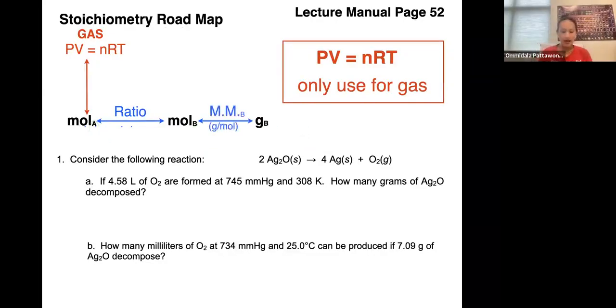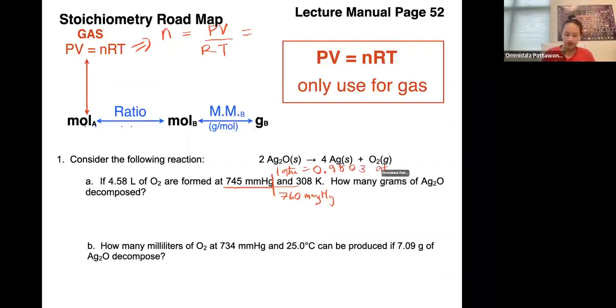All right, now let's actually calculate this. I'm going to rearrange this so I get n equal to PV over RT. Now I'm going to plug in the pressure value, but you need to convert this into atm first. So I'm going to convert this into atm, 1 atm.